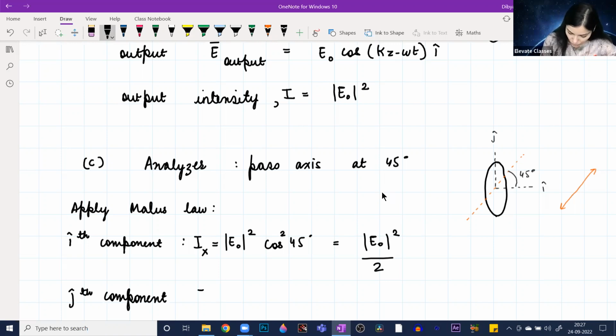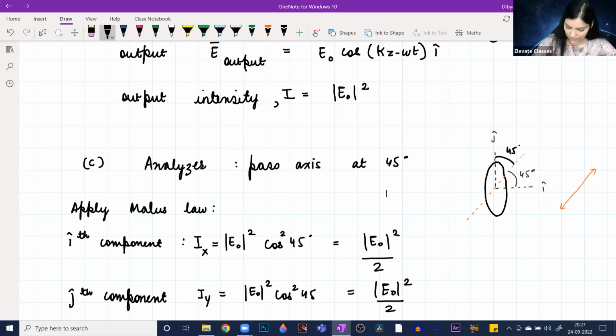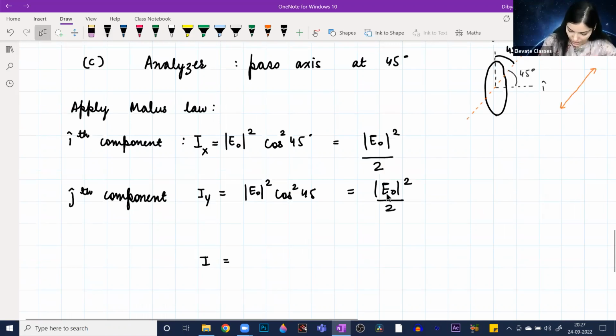So intensity due to Iy, meaning what intensity am I getting because of the jth component. So I will again get E naught square, and again for the jth component I have to take the component along the pass axis. So again this angle is also 45. So I will again get cos square 45. So this is going to be E naught square by 2 again. And what will the total intensity be? I is going to be equal to Ix plus Iy.